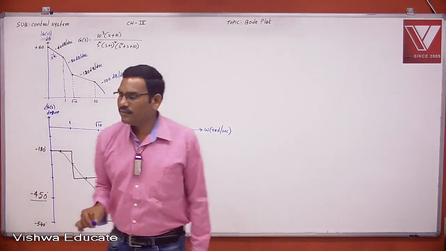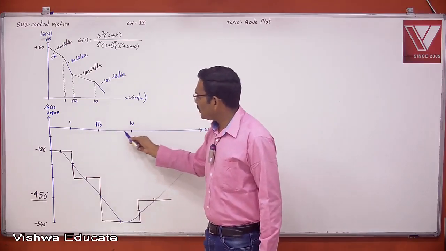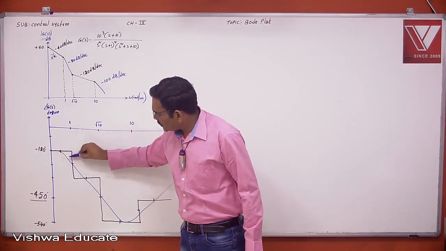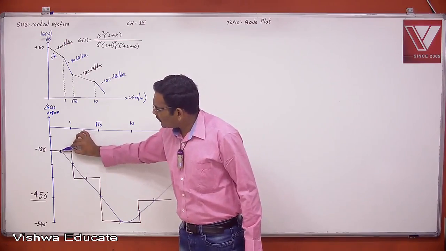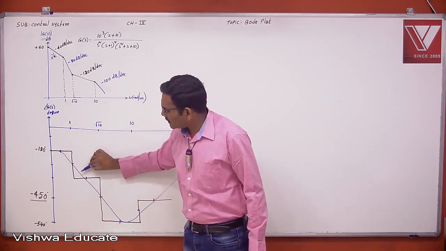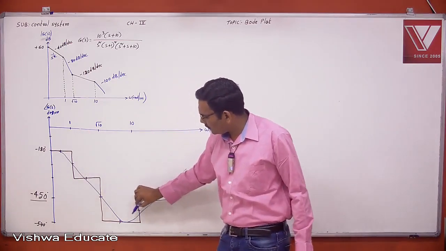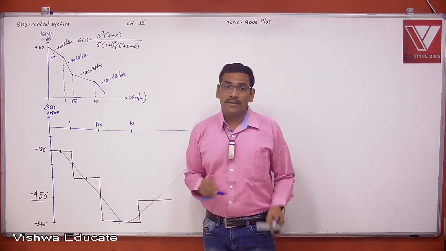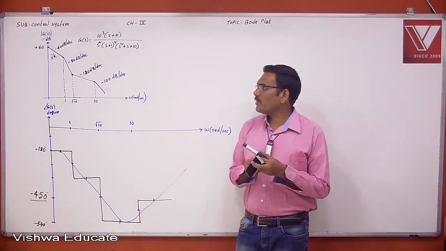So what is the meaning of that? As frequency changes, phase changes. At one particular frequency, the phase is minus 90, minus 180, minus 360, minus 450, like that. So this is the phase plot. This is the Bode phase plot.